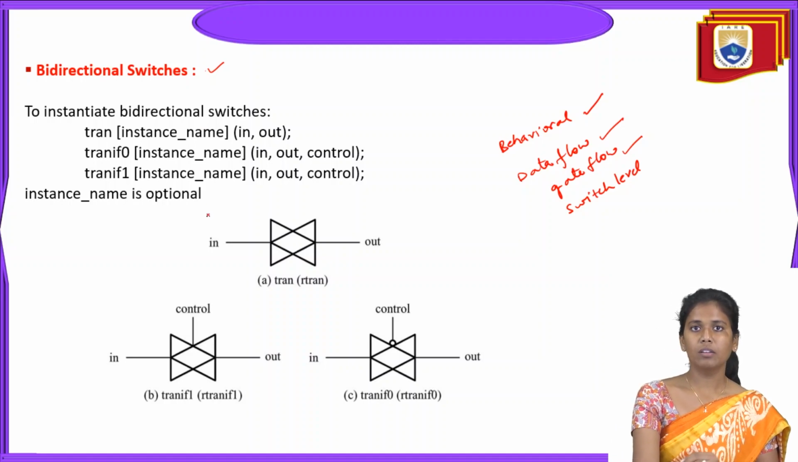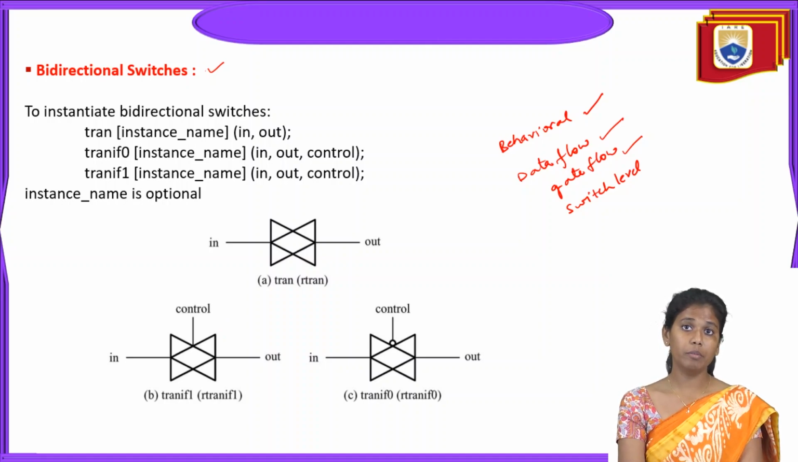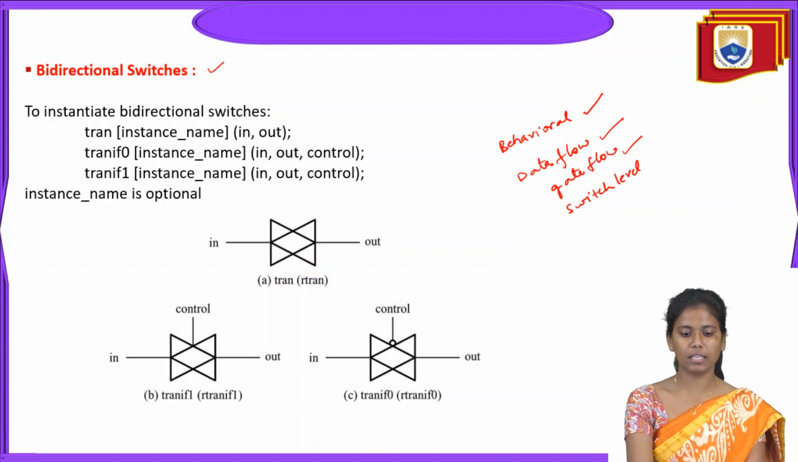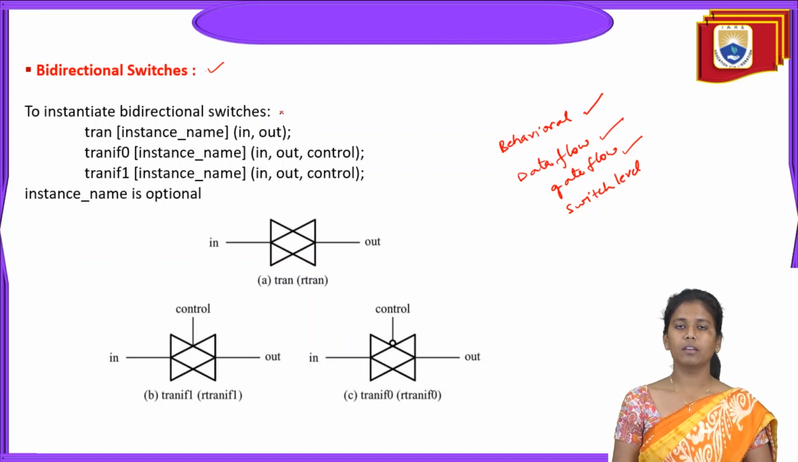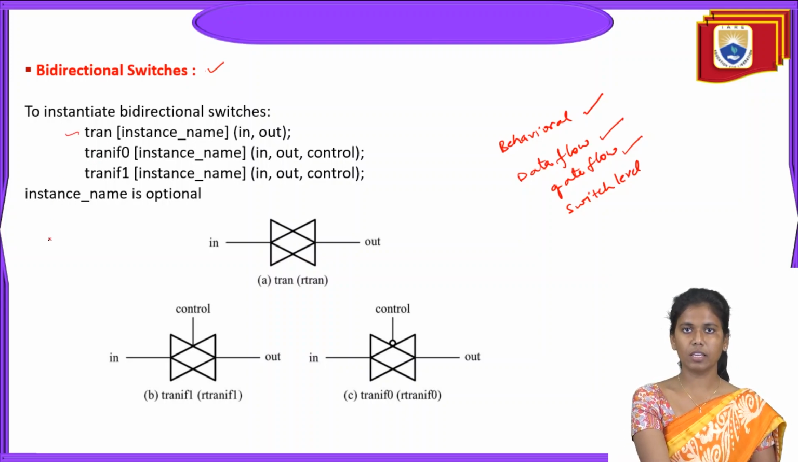In this particular class, we will be discussing how to write code with respect to the bidirectional switch. To instantiate, or represent, a bidirectional switch, I have to write like this: tran. Tran is a keyword, followed by the instance name and then the port list.